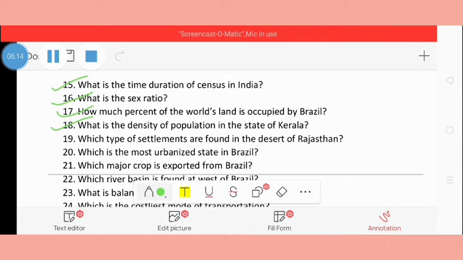19th question is, which type of settlement is found in the desert of Rajasthan? Dispersed settlement is found in the desert of Rajasthan.